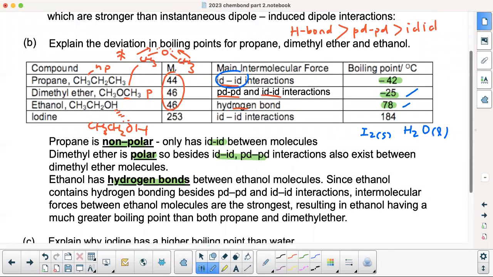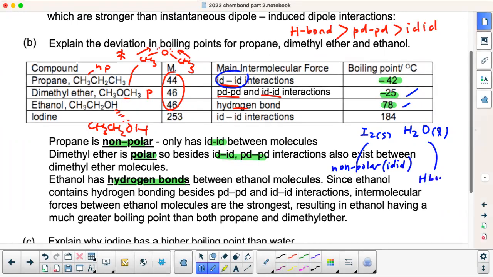So over here, iodine has what kind of intermolecular forces? Michelle, iodine has what kind of intermolecular? Iodine is a polar or non-polar molecule? Very good, non-polar. So non-polar means it has what? Very good. Water has what kind of intermolecular forces of attraction? ID, PD, or H bond? Very good, because the H is attached to O. This one is H bond.